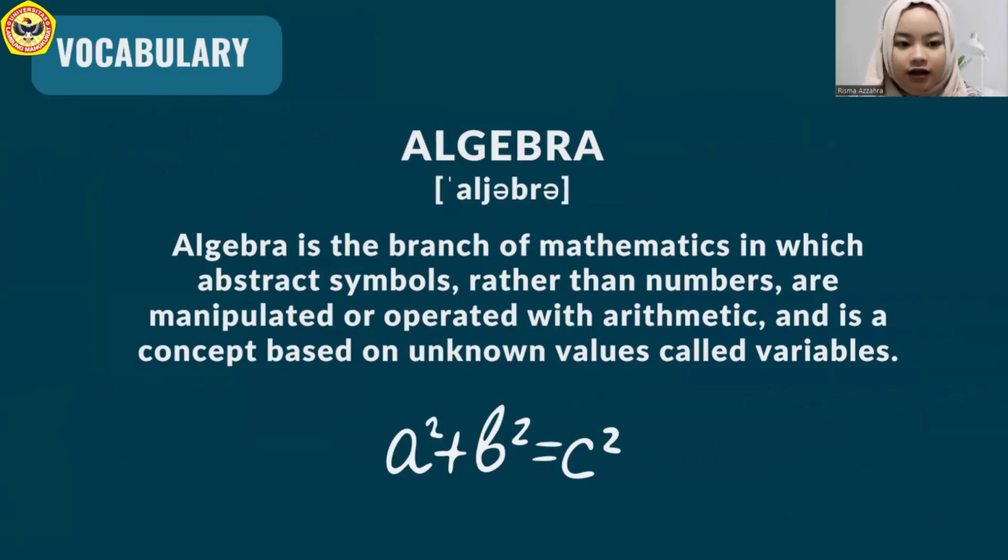Algebra. Algebra is the branch of mathematics in which abstract symbols, rather than numbers, are manipulated or operated with arithmetic, and is a concept based on unknown values called variables. So, for example, a squared plus b squared equals c squared.